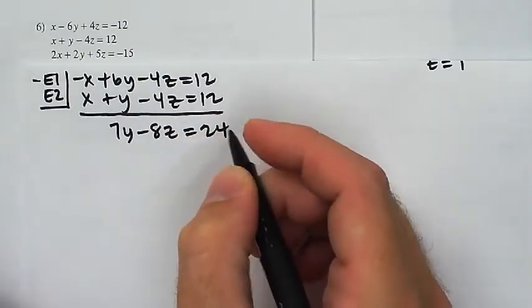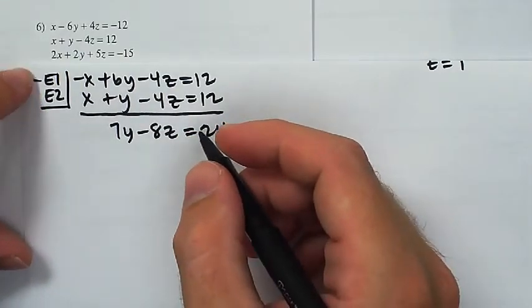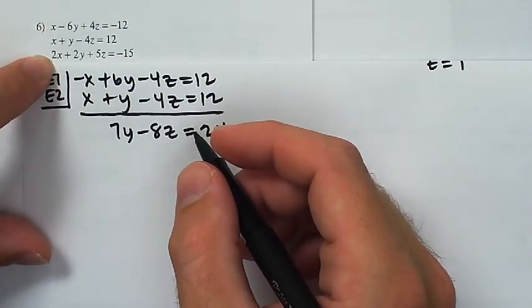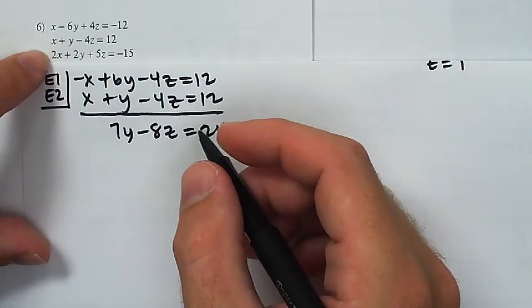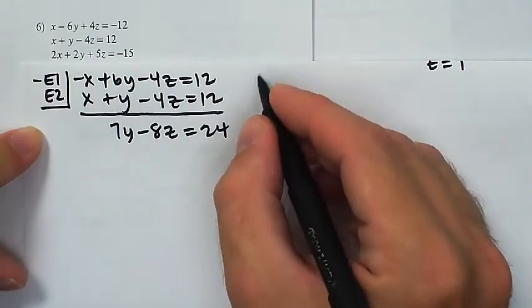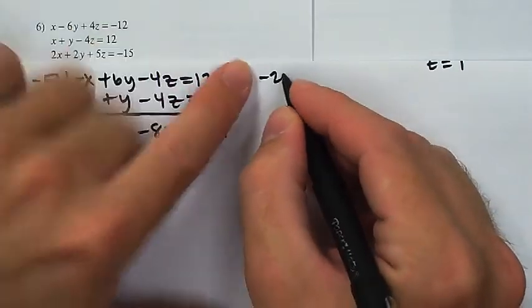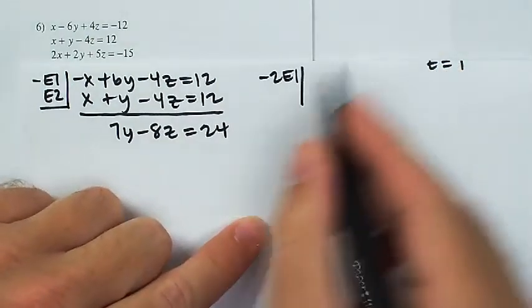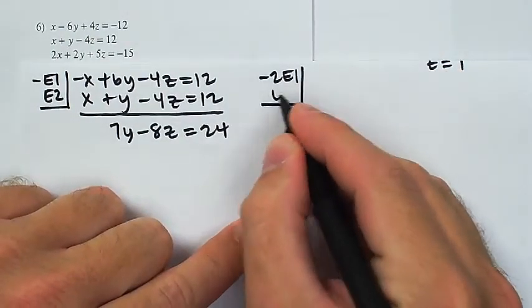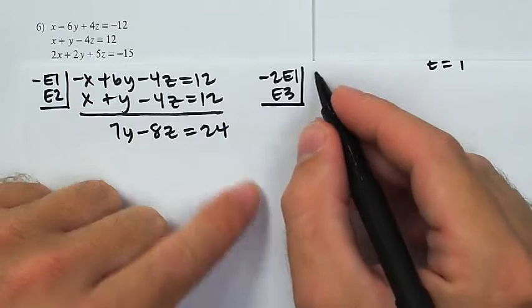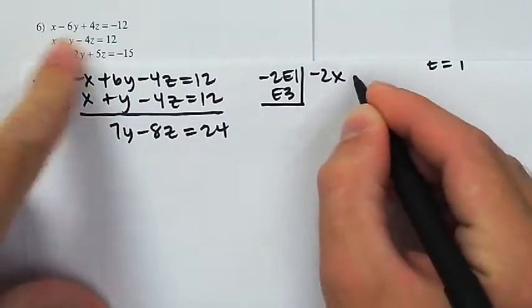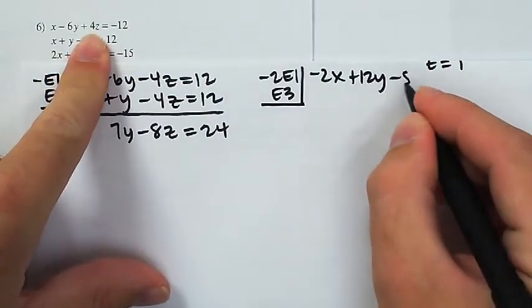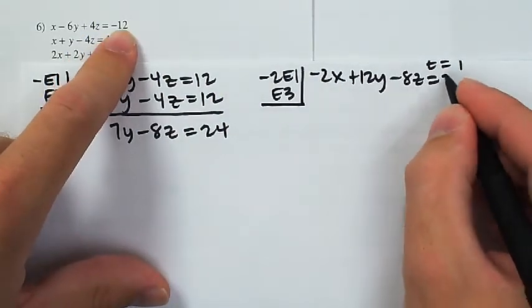equaling 24. And then if I want to use equation 1 maybe to get rid of the x's down here, now I could use equation 2, it doesn't really matter. I'm going to multiply equation 1 by -2, and then I'll add that to equation 3. Okay, -2 of equation 1 is -2x plus 12y minus 8z, -2 times 12, positive 24.